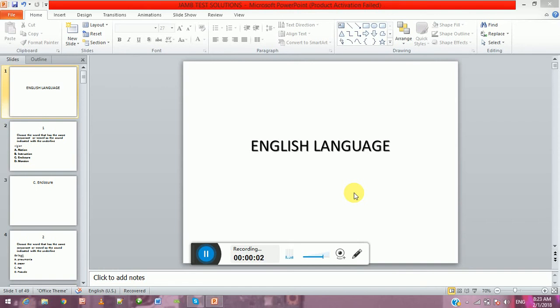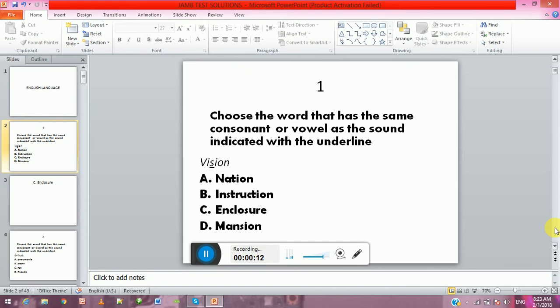Yes, let's look at the corrections to the solutions to the quiz question we had the other time. Now we'll check out the first question. Choose the word that has the same consonant or vowel as the sound indicated with the underline. The word here is vision. We have here nation, instruction, enclosure, mansion. So you see in these other three we have nation, instruction, mansion, whereas here we have vision, enclosure. So C is the answer.